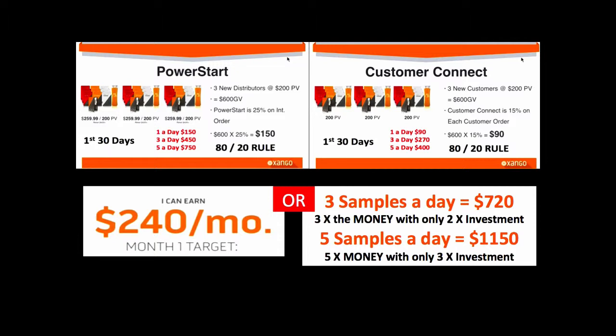So whether you buy them one at a time or just buy 3 packs when you get started, the more you do in that first 30 days, the more you're going to make. If you did 3 samples a day, it'd be 3 times the money, or $720 you'd earn, which is enough to buy more packs. If you got 3 packs, it'd be 5 samples a day. It's 5 times the money, only 3 times the investment. $1,150 the first month. So just open your mind to the possibilities.